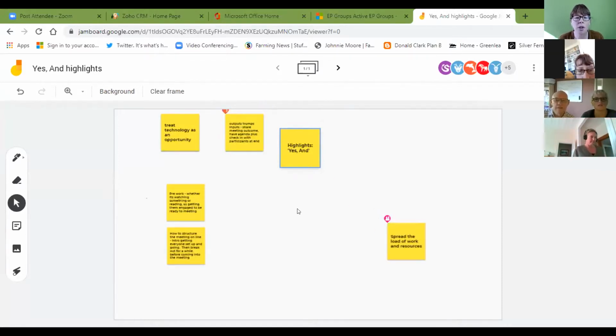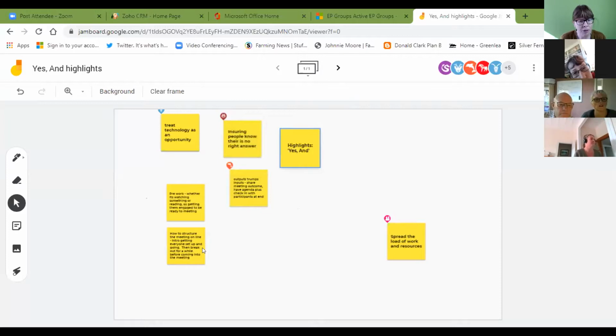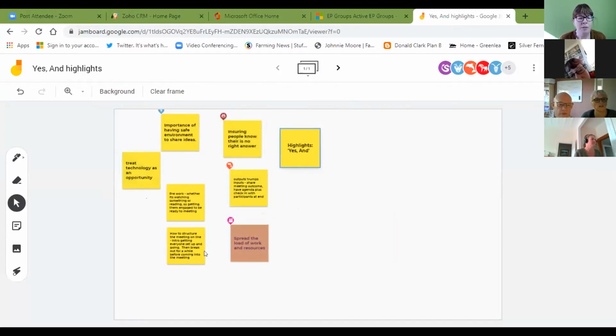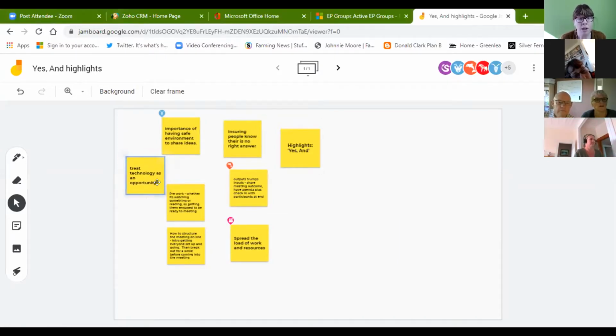Treat technology as an opportunity. Output trumps input, so share meeting outcome. Have an agenda plus check in with participants at end. Pre-work, whether it's watching something or reading, so getting them engaged to be ready for the meeting. How to structure the meeting online: intro, getting everyone set up and going, then break out for a while before coming into the meeting. Spread the workload and resources. The importance of having a safe environment to share ideas. Ensuring people are comfortable with the technology is a first priority. Few bits and pieces there.